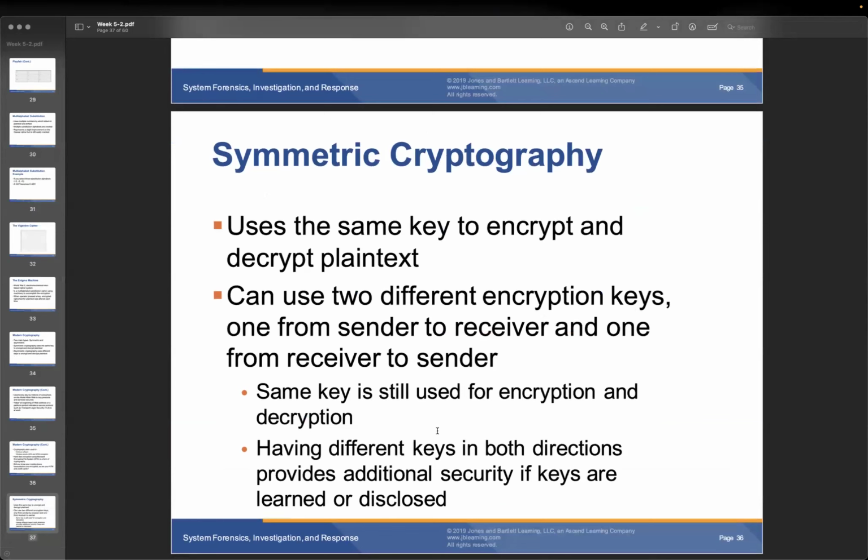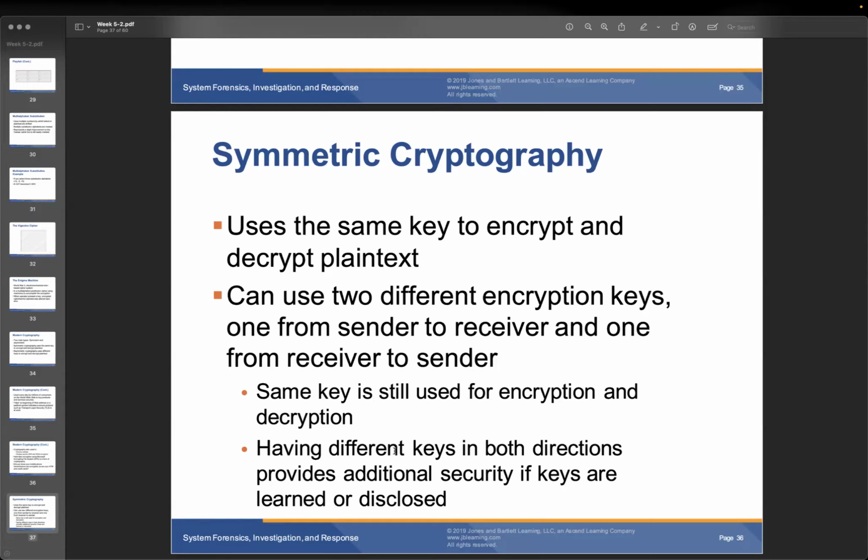And for symmetric cryptography, we use the same key, just repeating. You are all pretty familiar with it. We can use two different encryption keys, one from the sender to the receiver and one from the receiver to the sender, but the same key is still used for encryption and decryption in each direction. They provide additional security if one key is learned and decoded.